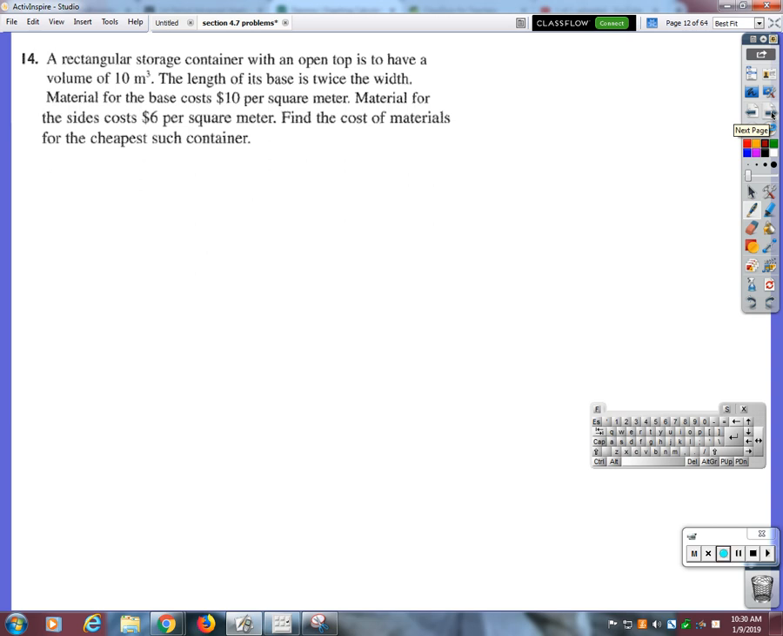A rectangular storage container with an open top is to have a volume of 10 cubic meters. The length of its base is twice the width. Material for the base costs $10 per square meter. Material for the sides only costs $6 per square meter. Find the cost of materials for the cheapest such container.